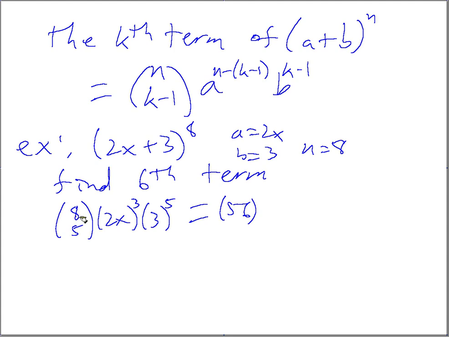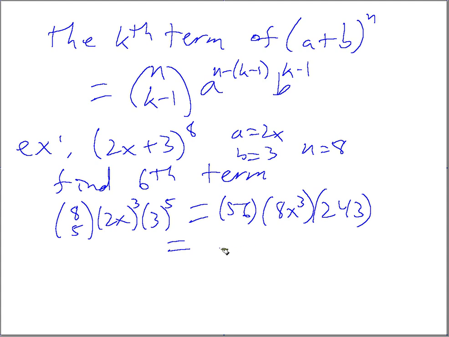All right, this is from the calculator. 8 nCr 5, using the nCr feature again. 2x cubed is going to be what? That's 8x cubed, right? All right. What's 3 to the 5th? 3 to the 5th power on my calculator will give me 243. Okay, so the final answer is going to be 56 times 8 times 243. Pretty big number.